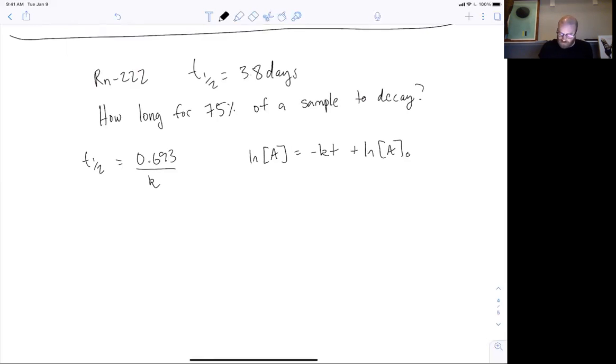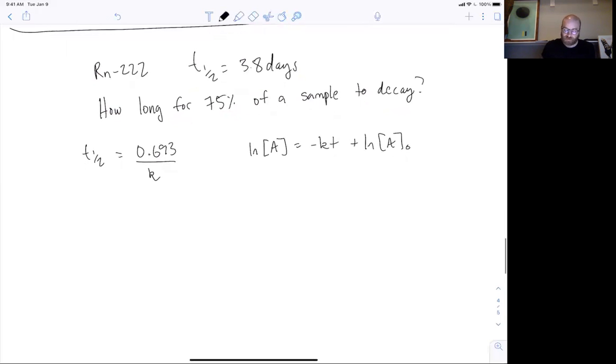Sorry, distracted. So we have a half-life of 3.8 days, and we're trying to figure out how long for 75% of the sample to decay. Since it's a radioactive decay process, we know it's going to be first order. So that tells us what equations we're going to be using. Anytime they're asking how long something's going to take for a particular concentration to appear or disappear, you're going to be using the integrated rate law because that's what it does.